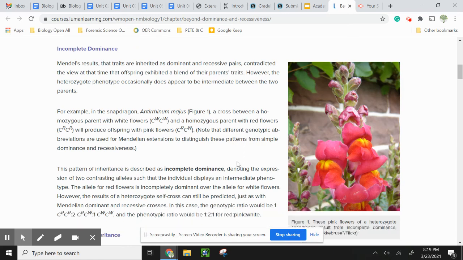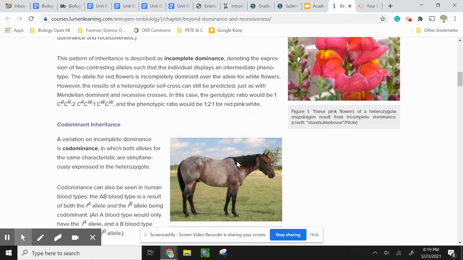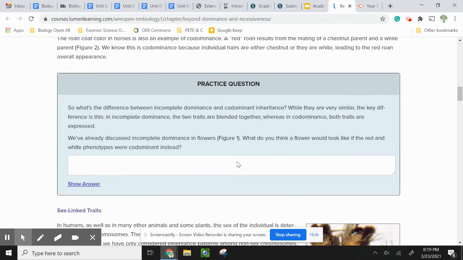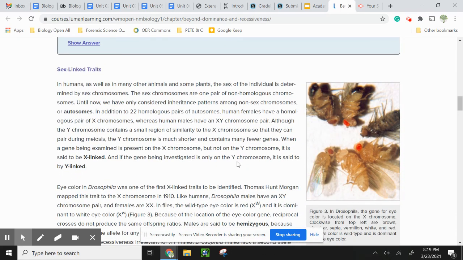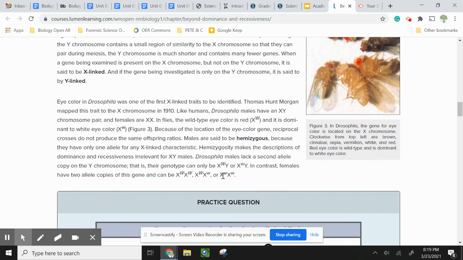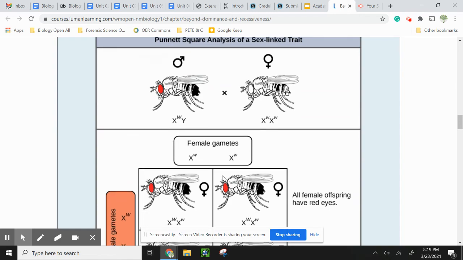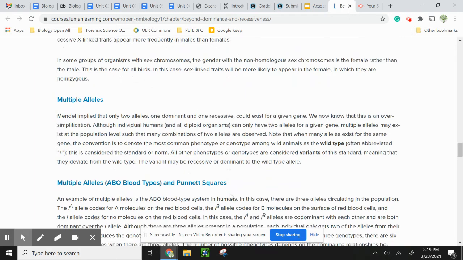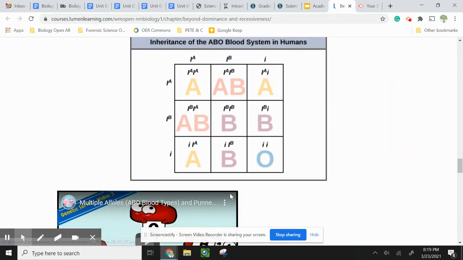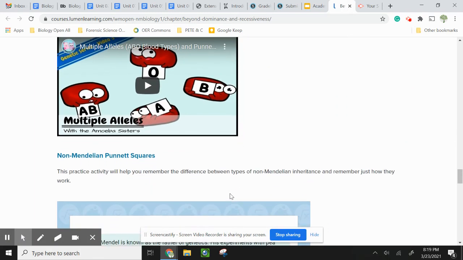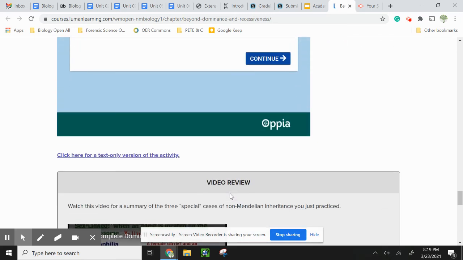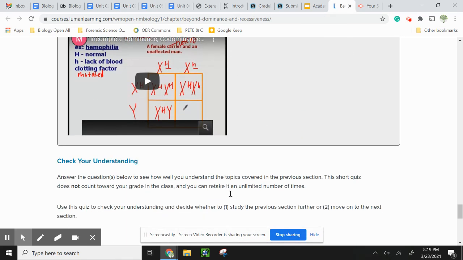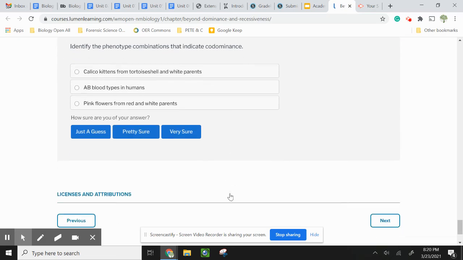If you want to learn a little bit more about incomplete dominance, codominance, sex-linked traits, there's our white-eyed fruit fly, Drosophila. And then there's another example showing how that works itself out. You've got your multiple alleles explained in terms of blood types. They even linked the Amoeba Sisters. Everybody loves the Amoeba Sisters. And a few other video reviews and things like that.